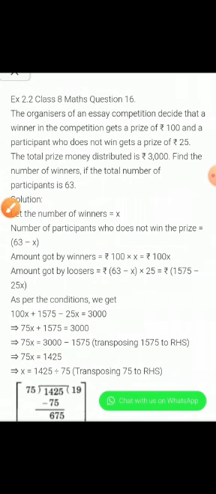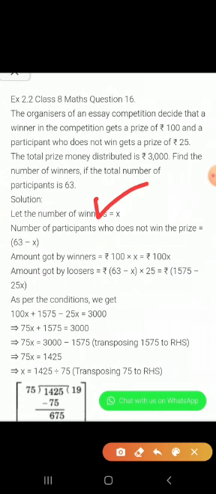We don't know the number of winners. So let us assume, let the number of winners be x. So remaining will be those who are not winning. And the total number of participants is given as 63. Out of 63, if x are winning, how many remaining are not winning? 63 minus x. Okay? You can understand it like that. Total participants are 20, and if 5 are winning, how many not winning? 20 minus 5, that is 15.